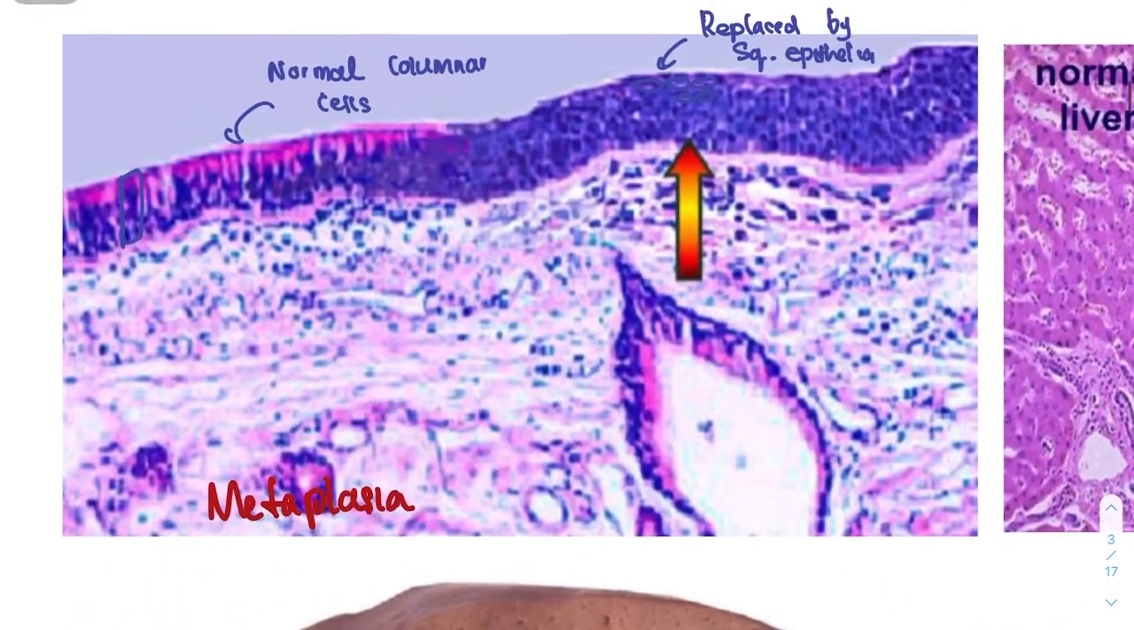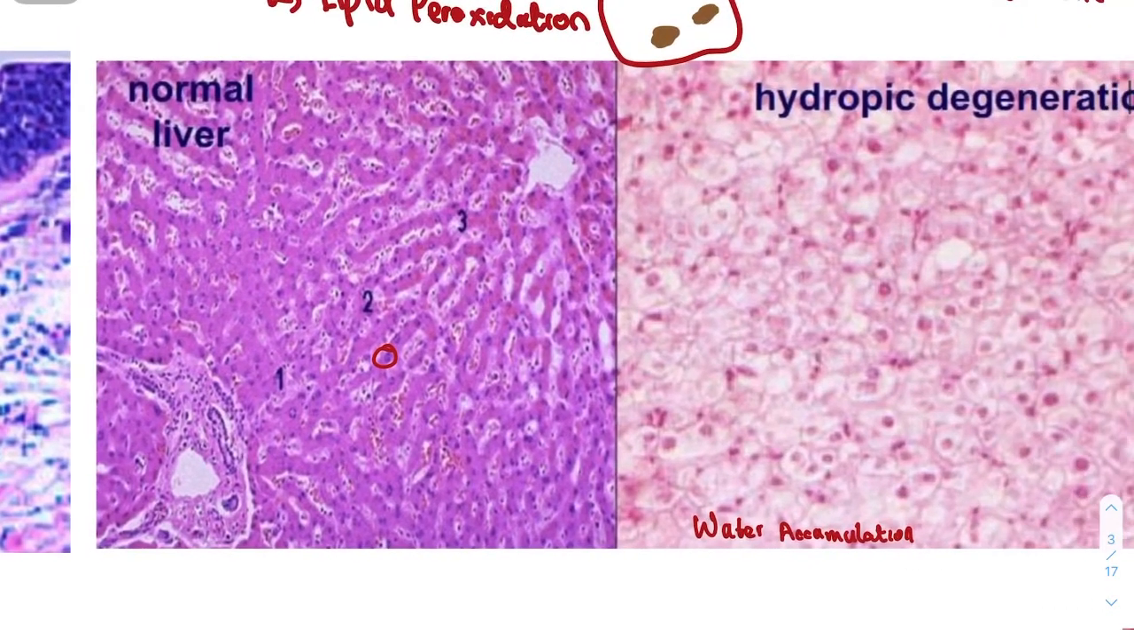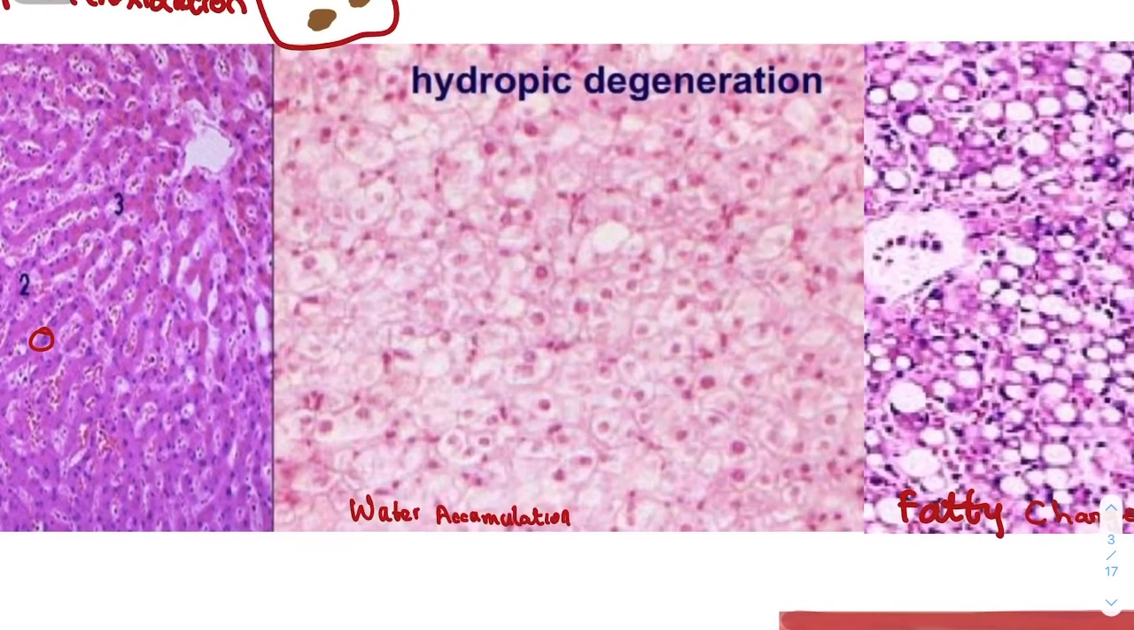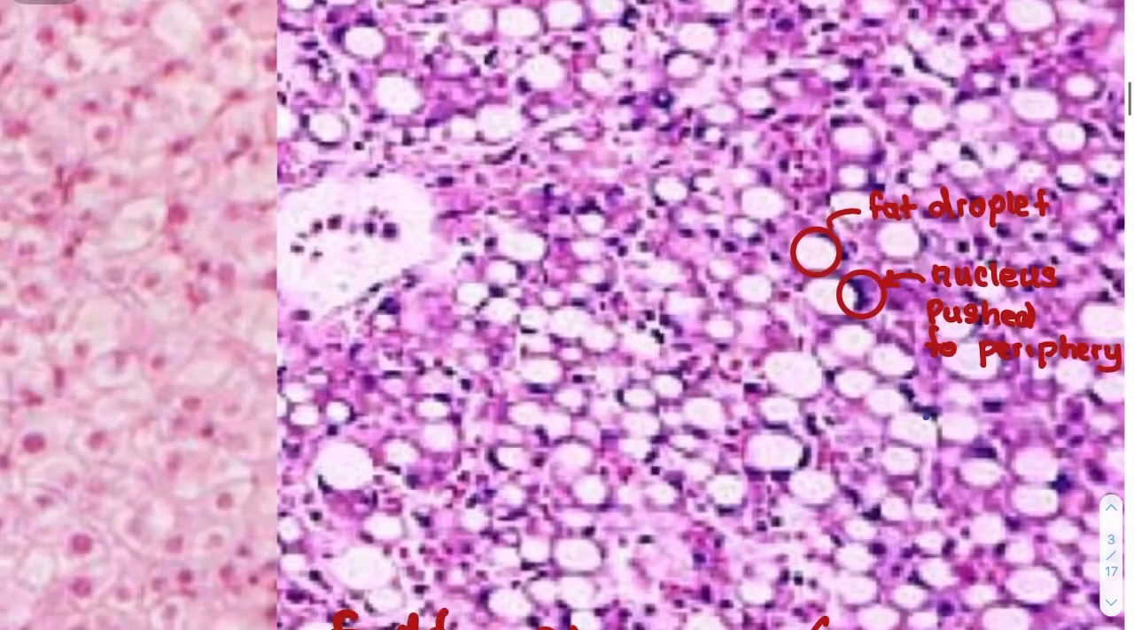Metaplasia. Now you can first see the normal columnar cells, and on the right side you can see it's being replaced by squamous epithelia. And this is reversible injury. First is a normal liver. Next, water accumulates. You can see the eosinophilic nature has gone down. And last, fatty changes. You can see a large fat bubble with the nucleus pushed to the periphery.